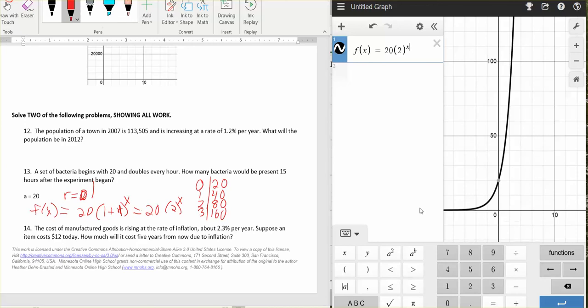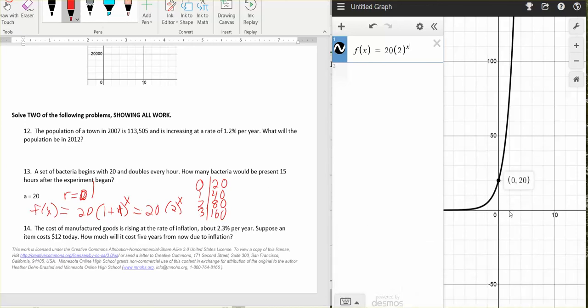And we can double check that these values would make sense. So at 0 it's at 20, yep. At 1, right about there, we had 40, yep. And at 2, we were at 80. So these values are matching what we had for our table here.